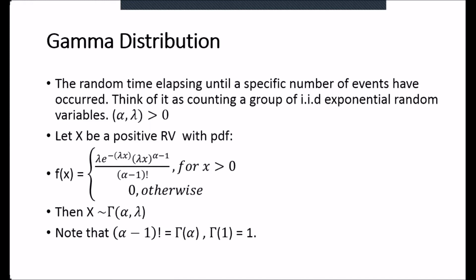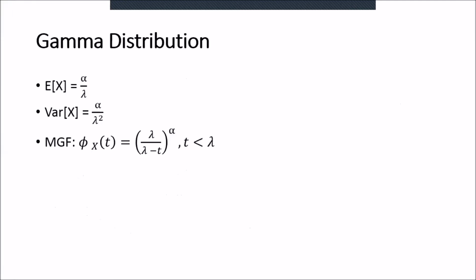But it is important that you see and realize that the exponential distribution is linked to the gamma distribution, because this will become very critical for the following videos that will cover how you derive the expected value, the variance, and the moment generating function. Note that gamma of alpha is equal to alpha minus 1 factorial, and that gamma of 1 is defined to be 1. The gamma distribution has an expected value of alpha over lambda.